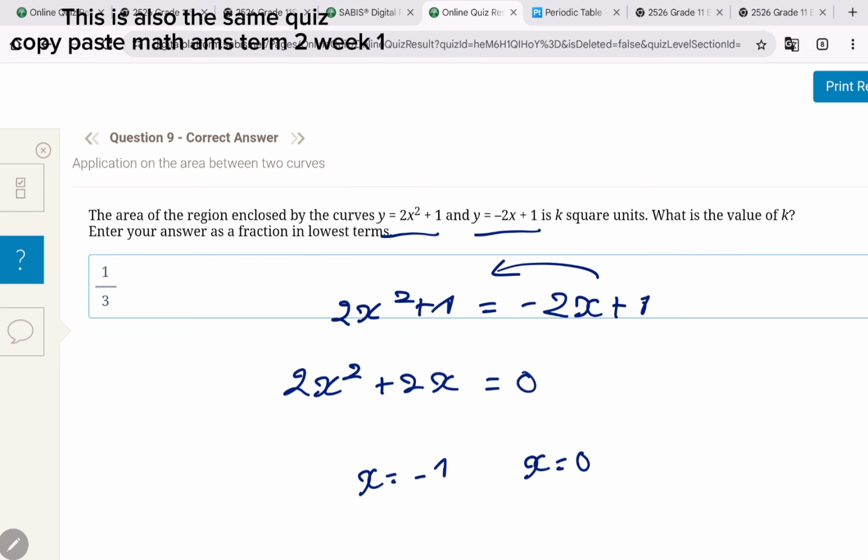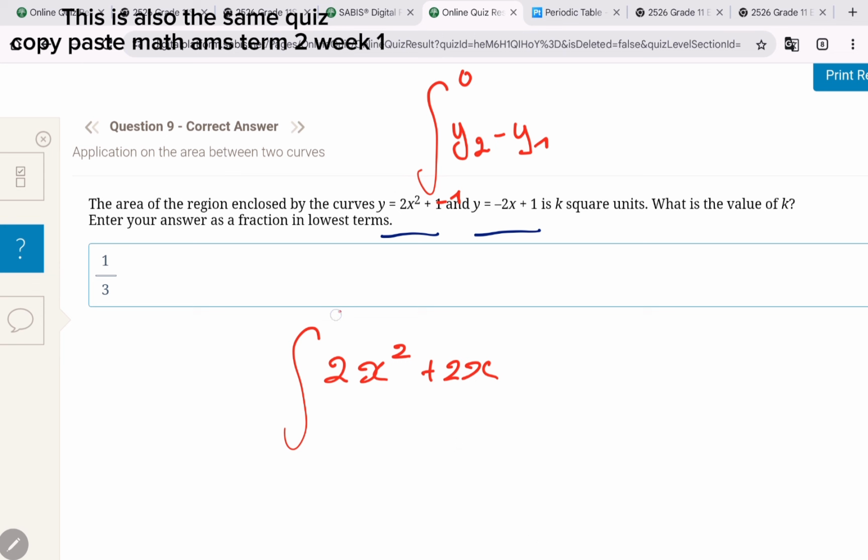I need to do the integration, but it's going to be y2 minus y1. Now, here is the important part. My integration has boundaries, and what are these boundaries? These boundaries are my intersections from 0 until minus 1. So now, what will my solving look like? I will first of all need to subtract them. So I'm going to subtract them, and what will I get? I will get 2x squared plus 2x, and I need to do the integration of this, and we don't forget the 0 and minus 1.